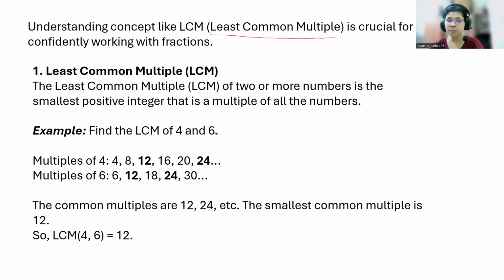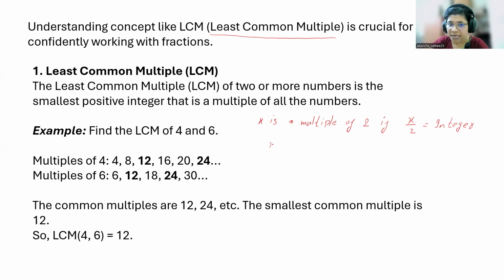So what is the rule? First, write down all the multiples of 4. Multiples of 4 means all numbers which are divisible by 4. Here let me write: x is a multiple of 2 if x upon 2 is equal to an integer.